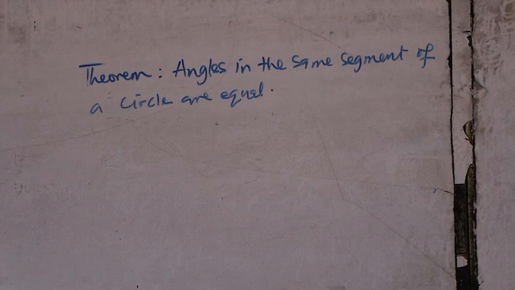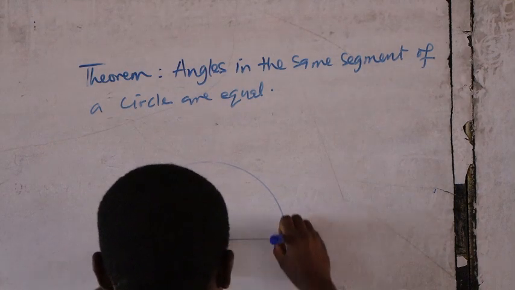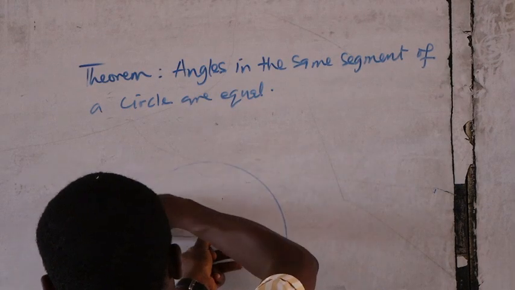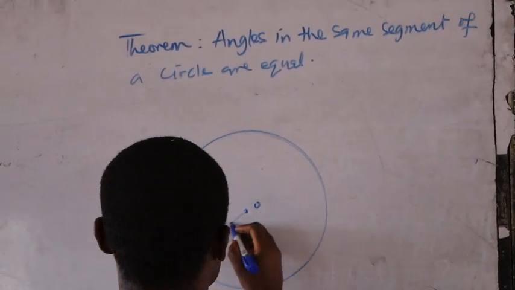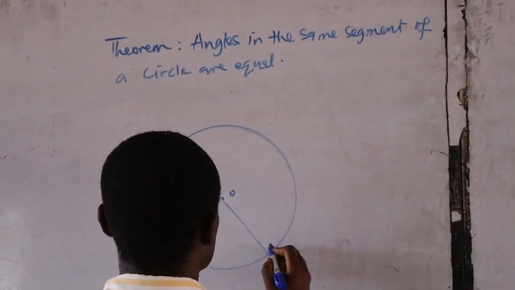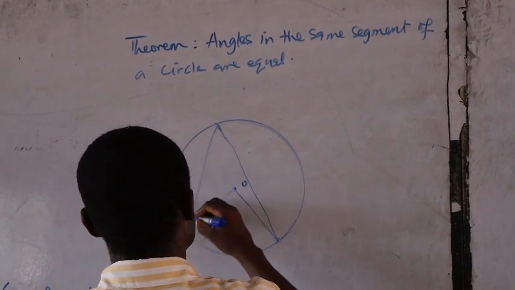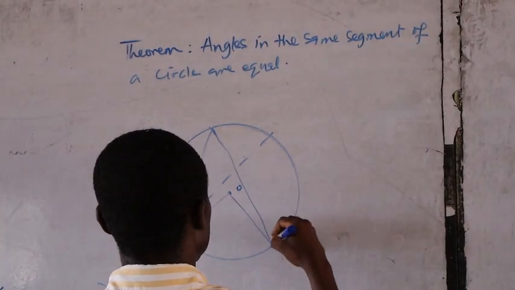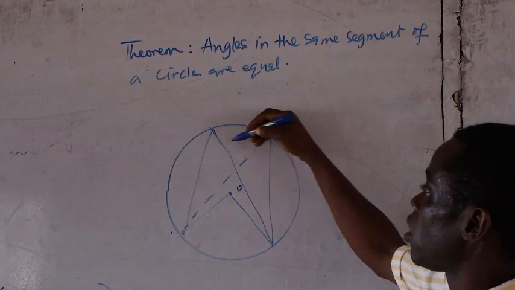Now, like I said yesterday, all these theorems depend on angle at center twice angle at circumference. Now let me explain what I mean by that. Now we have a circle, with this as the center. Now let me draw this. We have this, we also have this. Now, this is what is called angle in the same segment.